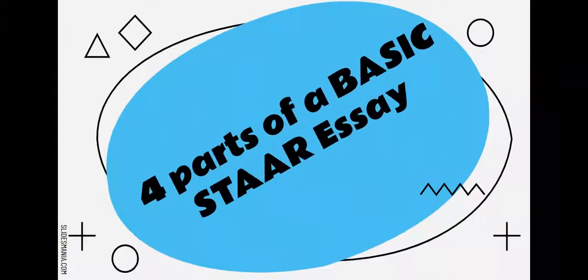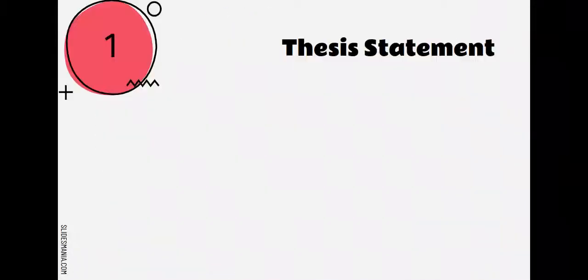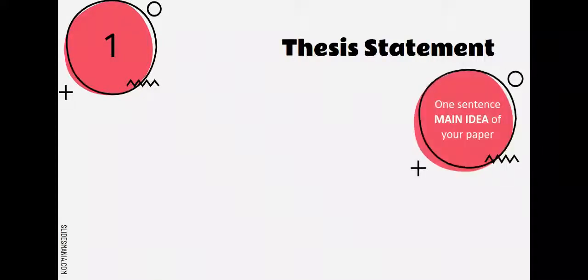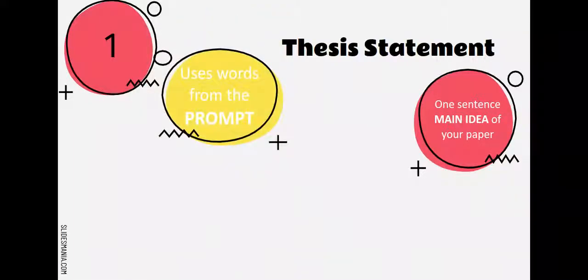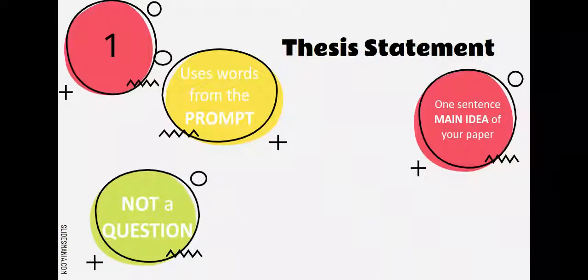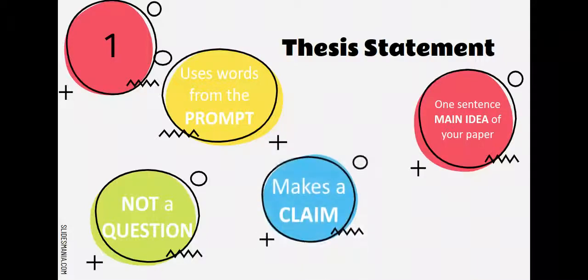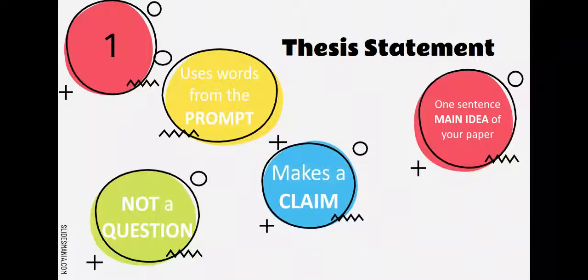So what are the 4 basic parts of your STAAR essay? The first part is a thesis statement. And a thesis statement is the 1 sentence main idea of your paper. And it uses words from the prompt that they give you on the test to make that 1 sentence main idea. Your thesis statement is never a question. It's a statement, not a question. And it needs to make a claim. And a claim is something that you could argue about.